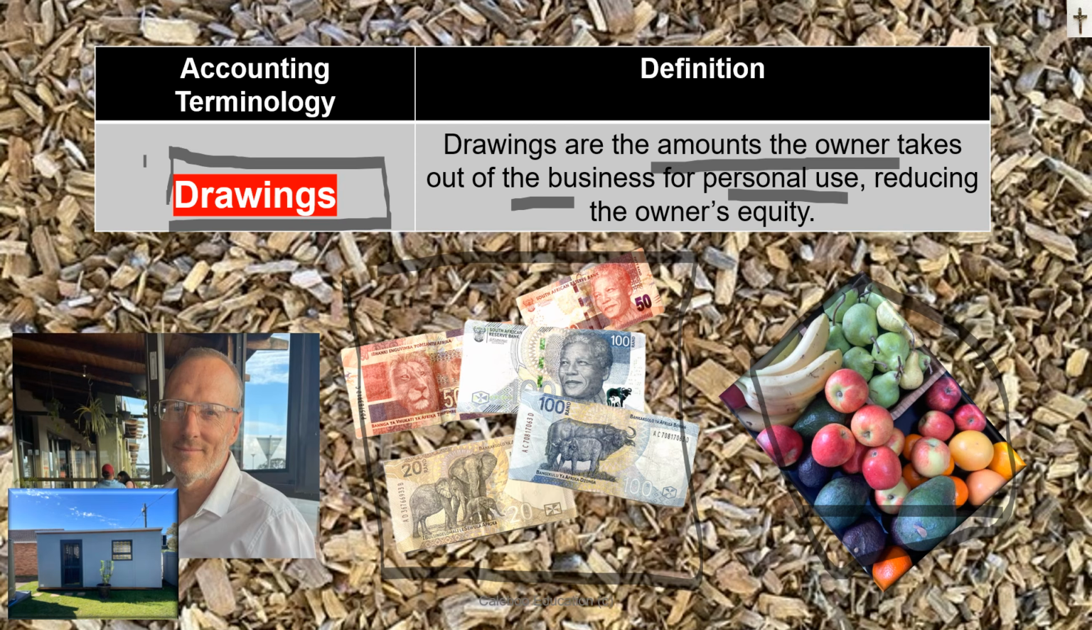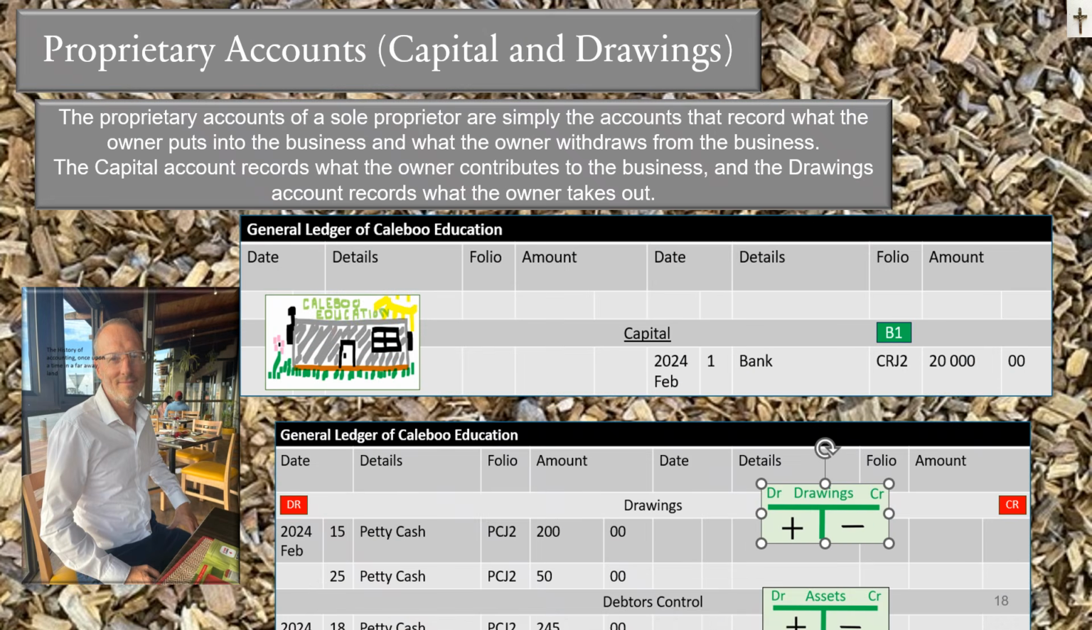So the owner 9 times out of 10 takes cash for personal use. They can take stock as well, and we'll show you how to record that later in the year. Right, so capital and drawings, the owner's accounts, are also known as proprietary accounts. And in the general ledger there you'd have capital and drawings. But more about that as we go on.